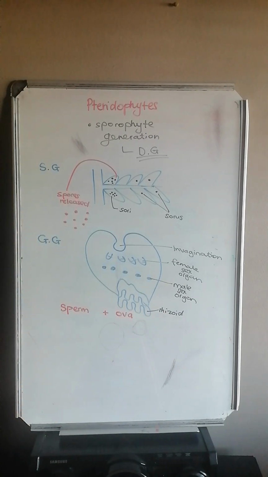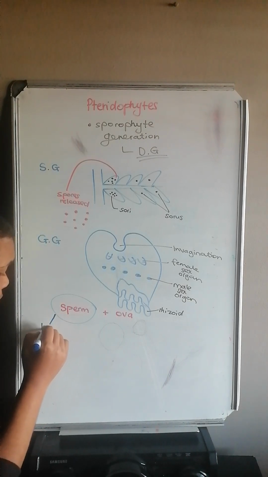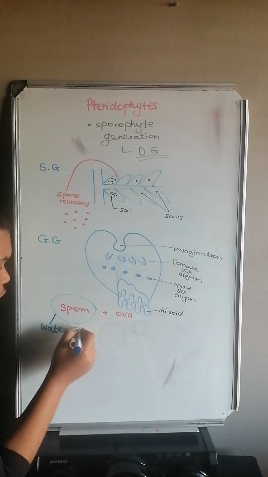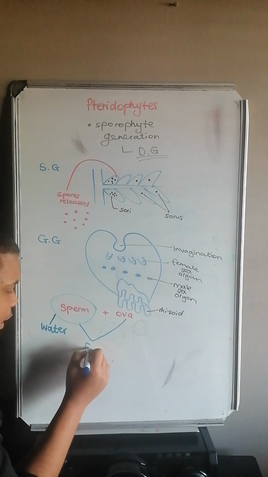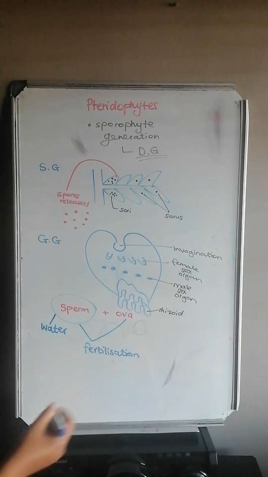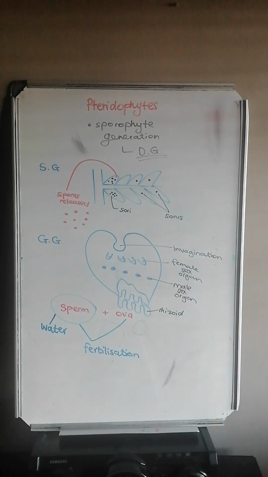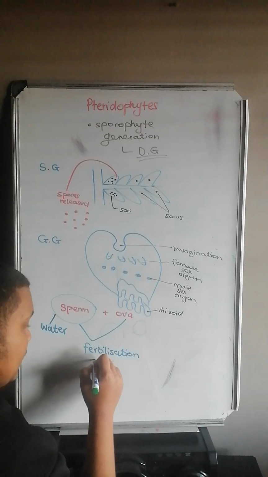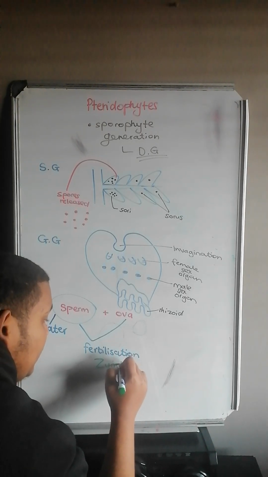Now the sperm and the ovum need to fertilize. But here with Pteridophyta, also the same with Bryophyta, we see that this sperm needs water for fertilization. That sperm needs water to travel to the ova. So now it travels to the ova, and we see that fertilization now takes place. Now obviously we know when fertilization takes place, a structure is developed known as a zygote. And now we see our zygote developing.